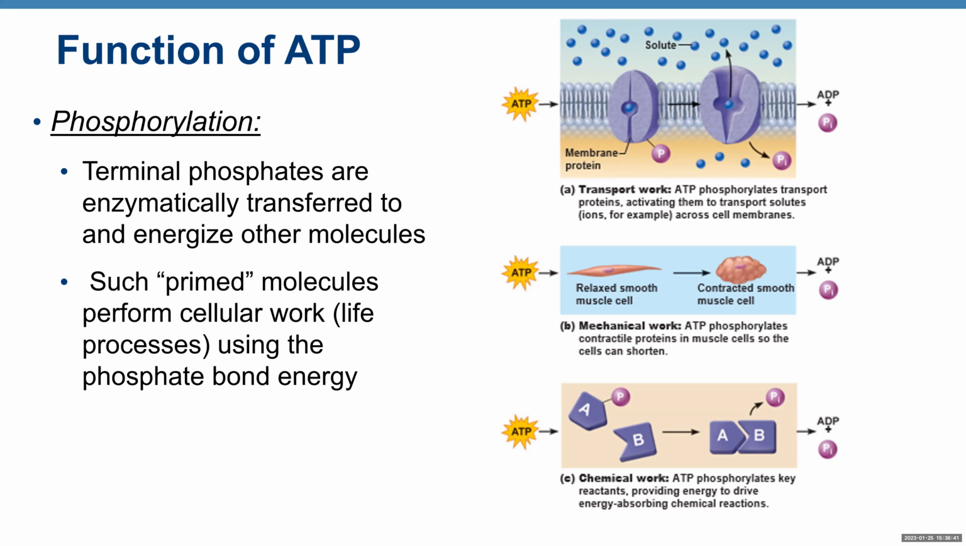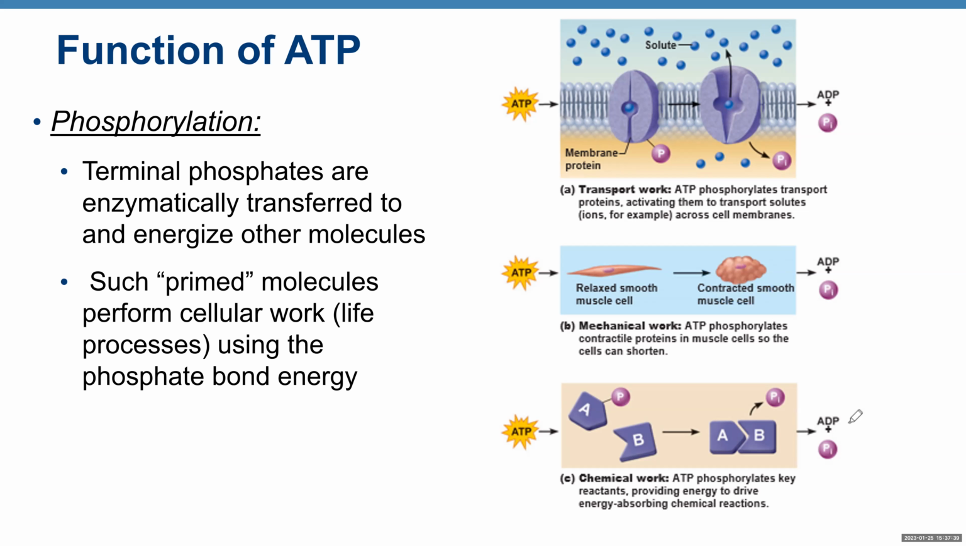Phosphorylation: when the terminal phosphates are enzymatically transferred to and energize other molecules. Such primed molecules perform cellular work or life processes using the phosphate bond energy. For transport work, for example, ATP phosphorylates transport proteins. It attaches this phosphate group, and because of that, this transport protein changes shape and allows molecules to move in and out of the cell. Then mechanical work: ATP phosphorylates contractile proteins in muscle cells and allows muscle cells to contract.